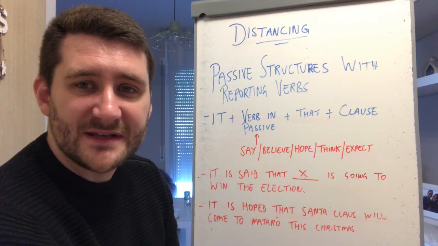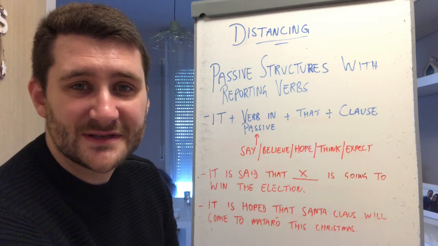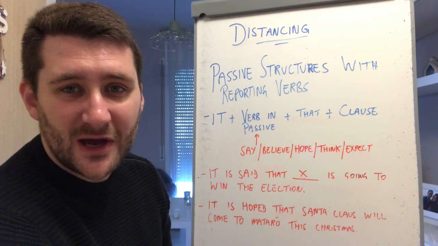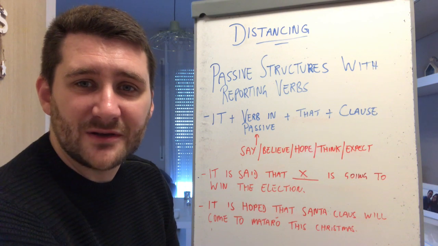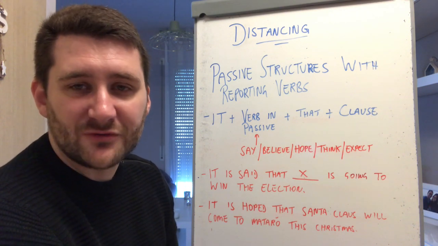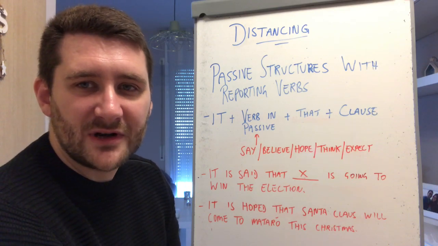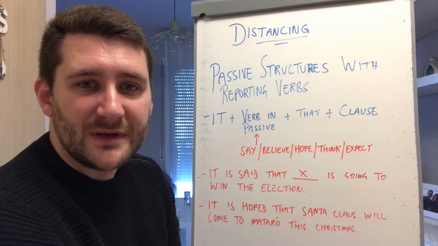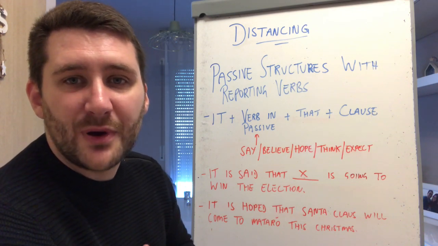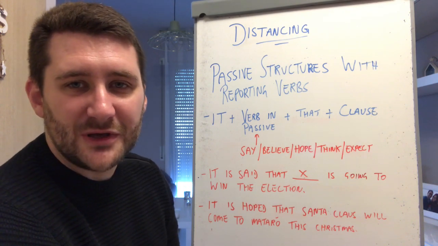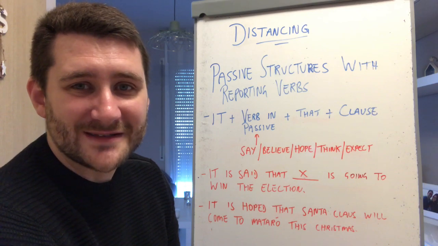Second example I've got here is, it is hoped that Santa Claus will come to Mataroa this Christmas, all right? Again, this is not specifically my opinion, although I do hope Santa Claus will come, but I'm referring more to the opinion of the general populace, the general public and the people in general, okay? So using this structure, it is incredibly important that we do this sometimes because we're speaking about public opinion, not necessarily our personal opinions. And again, this will help you to avoid legal problems and arguments with your friends.